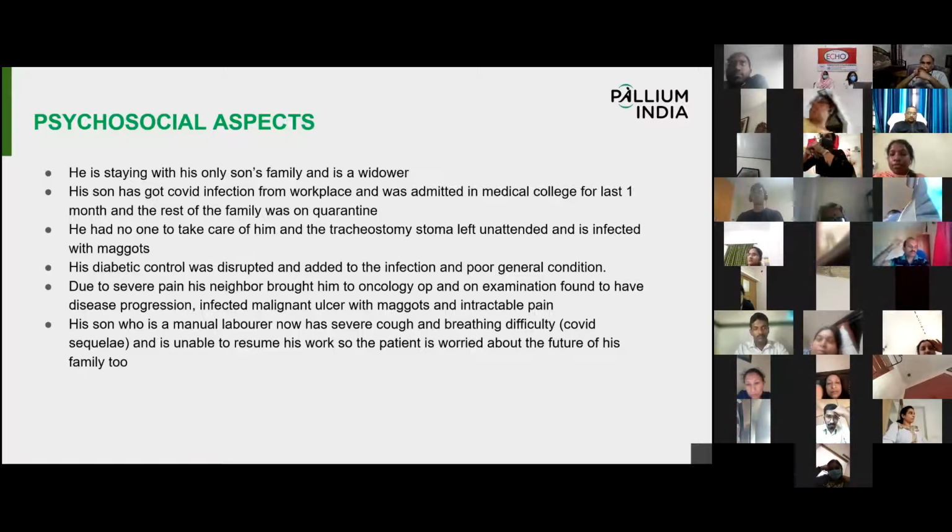His diabetic control was disrupted because he was non-compliant, and this added to the infection and poor general condition. Due to severe pain, his neighbor brought him to our oncology OPD, and on examination, he was found to have disease progression, an infected malignant ulcer with maggots, and intractable pain.